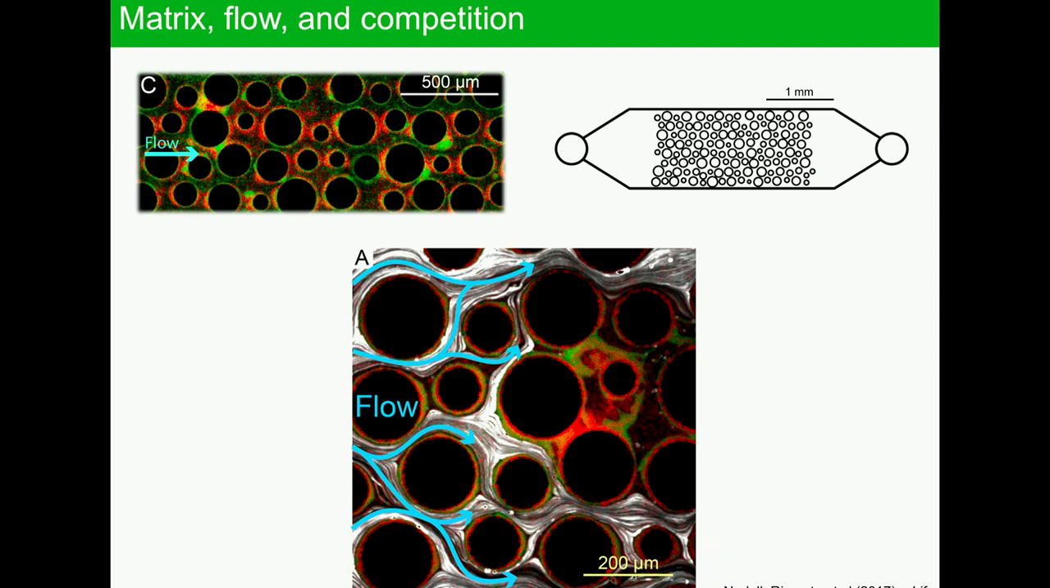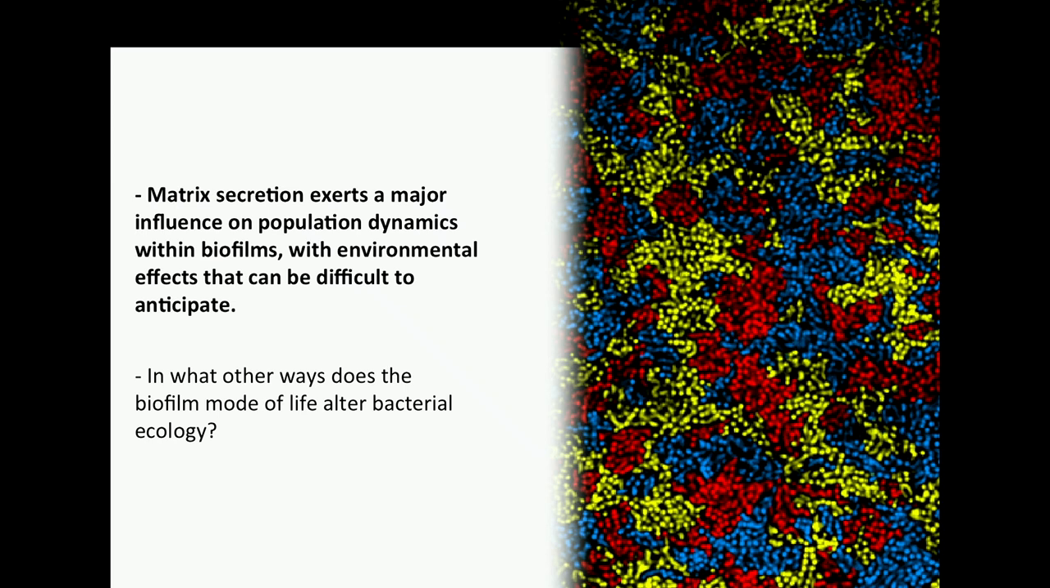So this is a great example, I think, of how relatively unintuitive feedbacks between environmental flow conditions and matrix and biofilm architecture can have important consequences for the population dynamics of matrix accretion, and I'm guessing many other traits of interest. Bacteria often grow in environments like this, so we have to think about it. This is the message here. Okay, so just to recap, I've discussed how matrix secretion exerts a major influence on population dynamics in biofilms. I would speculate that it's important for ecology and evolution in biofilms very broadly, and the interaction between the environment and biofilm structure can be very difficult to anticipate, so we just have to do experiments and see what happens.